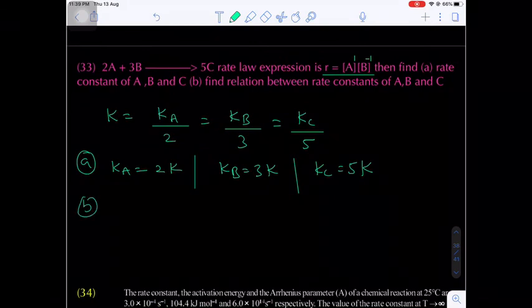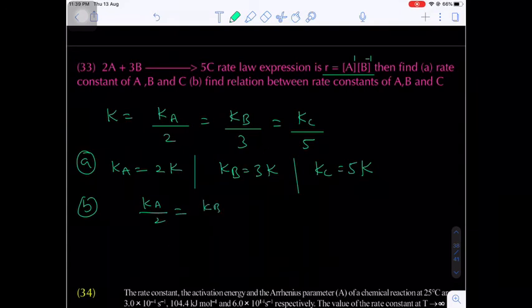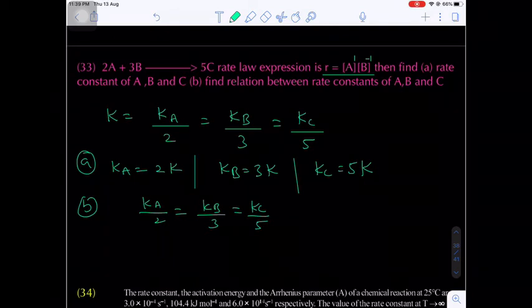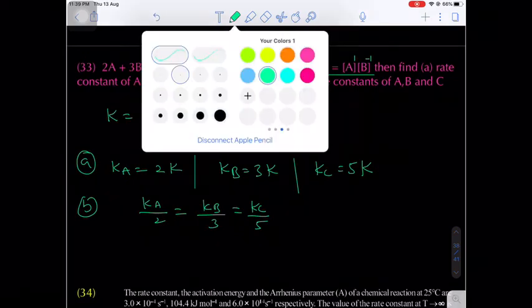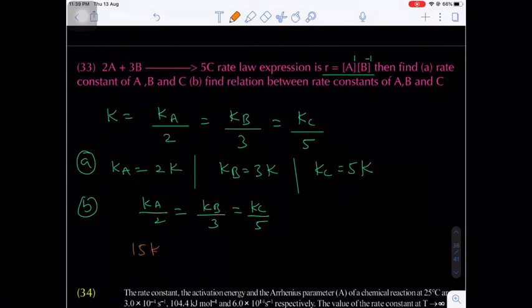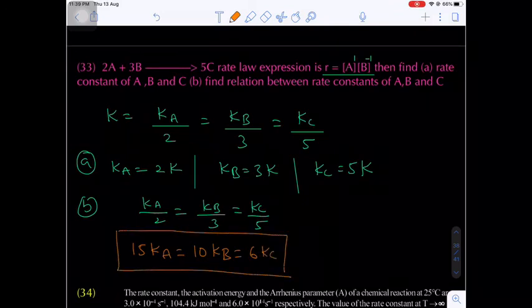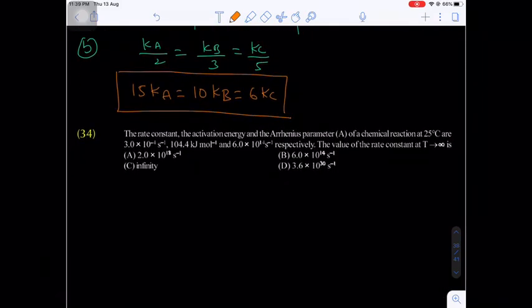Now find the relation between these. Just now I told you simply Ka by 2 equals Kb by 3 equals Kc by 5. What is the LCM of 2, 3, 5? 30. So multiply with 30 on both sides. 30 by 2 into Ka, that will be 15 times Ka. 30 by 3 is 10, so 10 times Kb. 30 by 5 is 6 times Kc. So this is the relation between the 3 rate constants Ka, Kb and Kc.